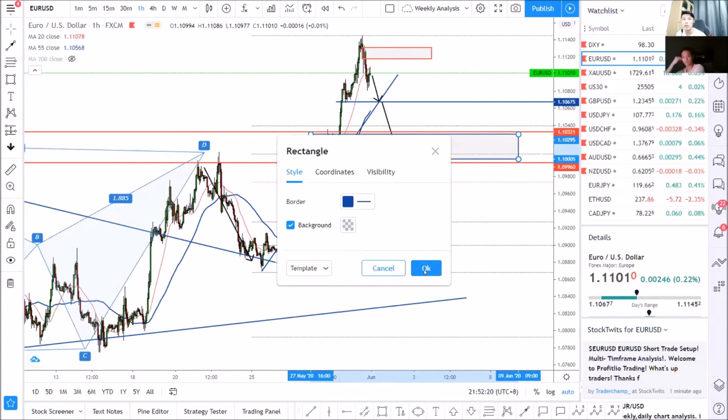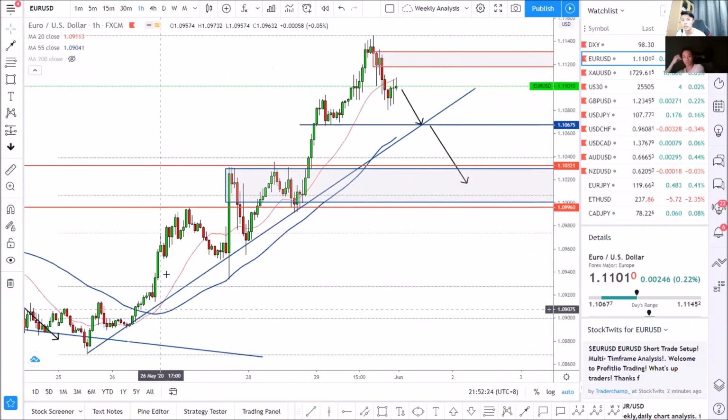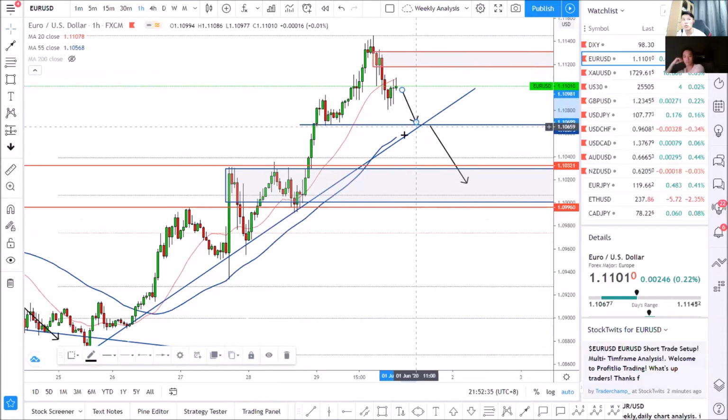Now, of course, you can see that I have moving averages right here on the 1 hourly chart. So as of current, the price is using these two moving averages, the 20 and 55 MA, as a zone for support. So we can still try to look for an opportunity to buy within this zone.